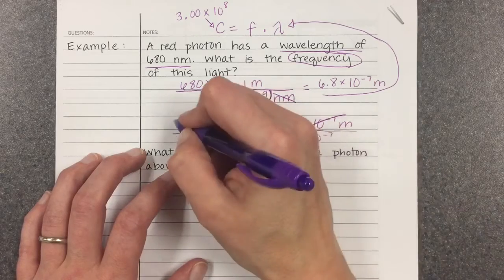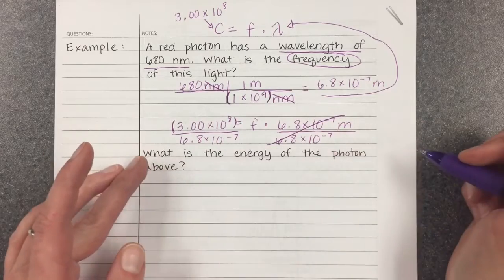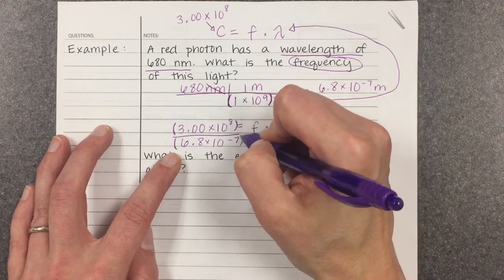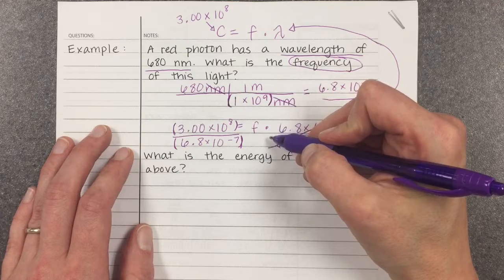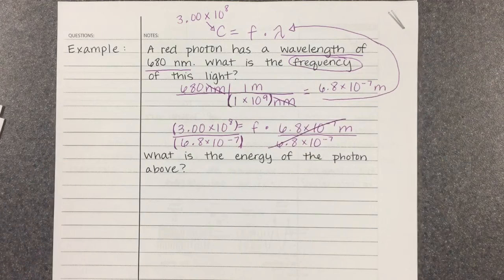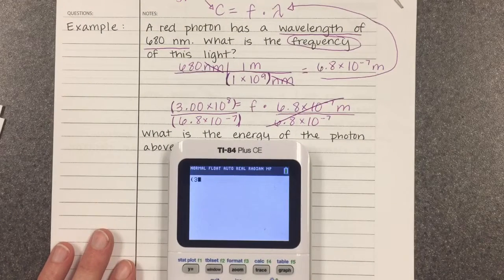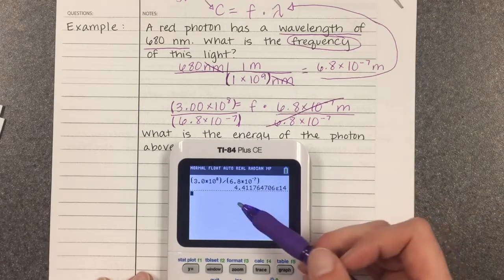So in the calculator, if I take 3.00 times 10 to the power of 8, put it in parentheses, and divide that by, in parentheses, 6.8 times 10 to the negative 7th, then that's going to give me the frequency of this red light. Okay? Now if we do that in the calculator, we end up with this number right here.